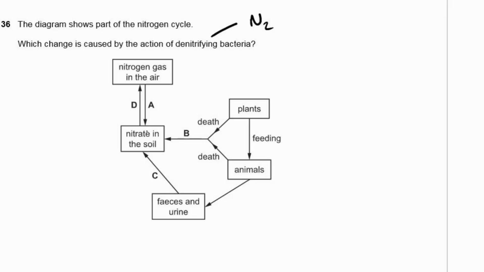Now, nitrogen gas in the air turning to nitrates in the soil. Nope, that's nitrification. That's the opposite of denitrifying. Okay, so denitrifying is going from nitrates in the soil to nitrogen gas in the air. It makes it unusable to the plant.